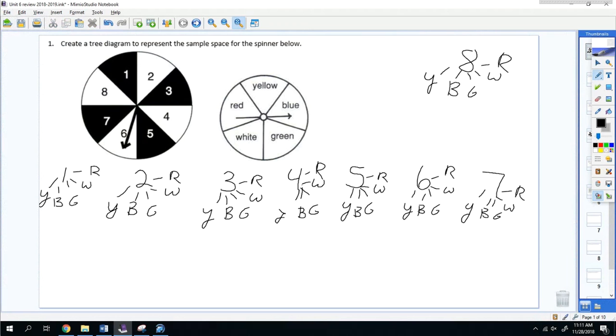Now you can count the last row to figure out how many there are, or you can multiply it. There's 8 sections here, and there's 5 sections here. So 8 times 5 would be 40. Okay? All right, number 2.